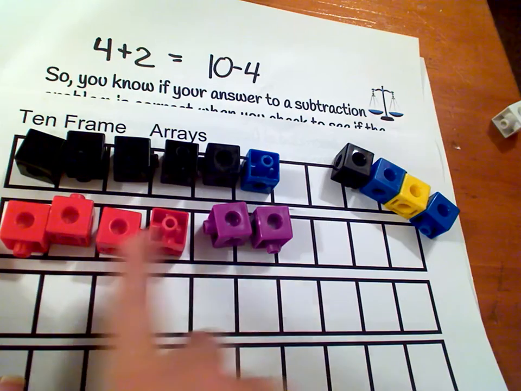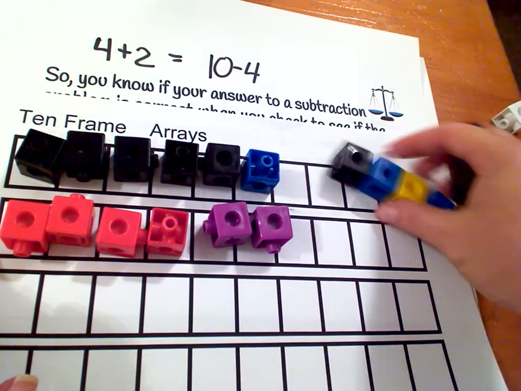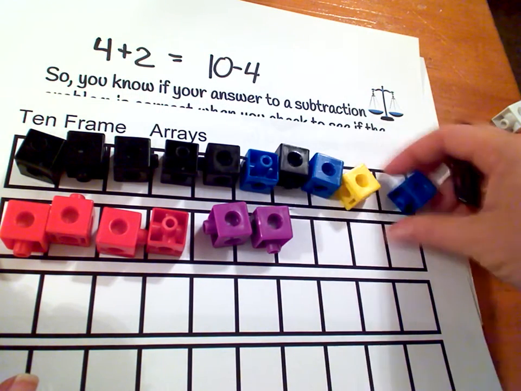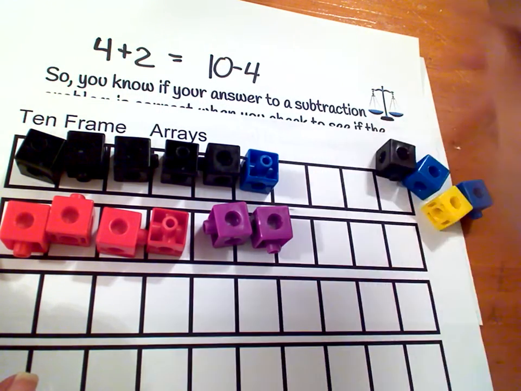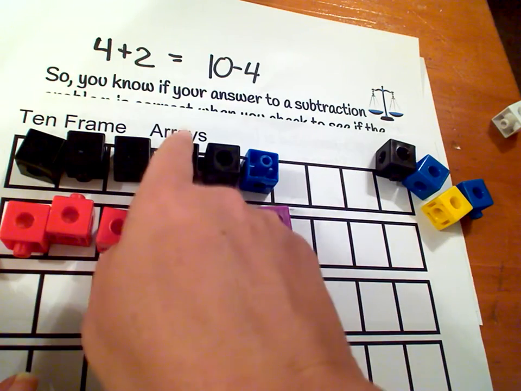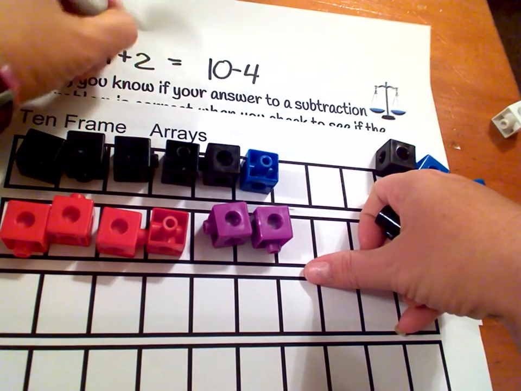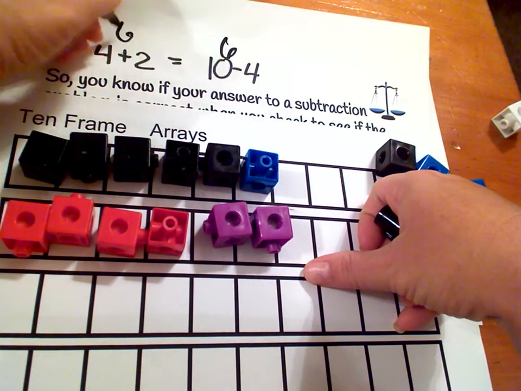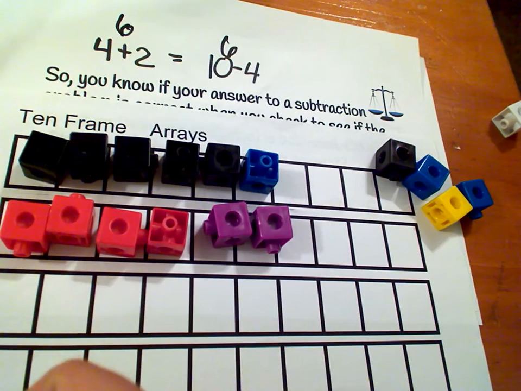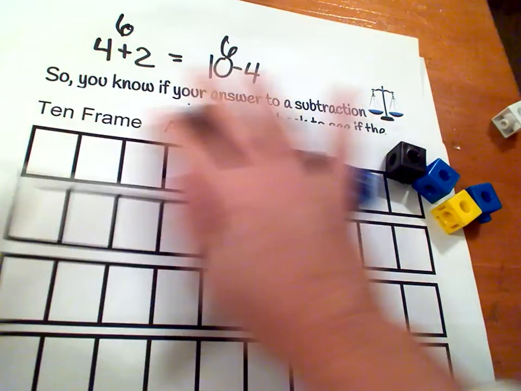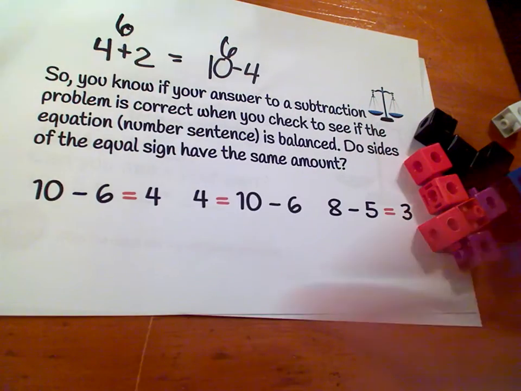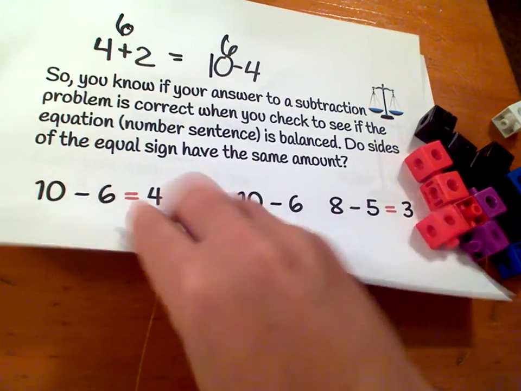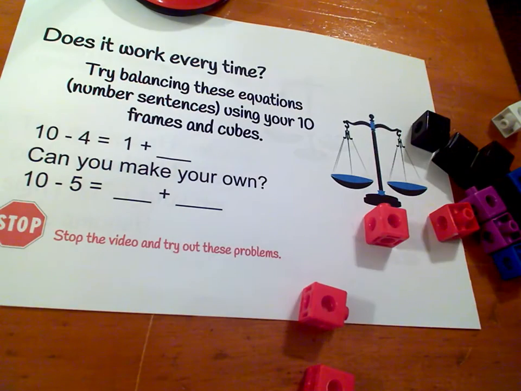So 4 add 2 is the same as 10 take away 4. And can you see the answers? 1, 2, 3, 4, 5, 6. Both sides equal 6. I know this is really easy, but it's really important that we get the idea of this visual image because you're going to be giving it a go. All right, let's do it. Does it work every time?